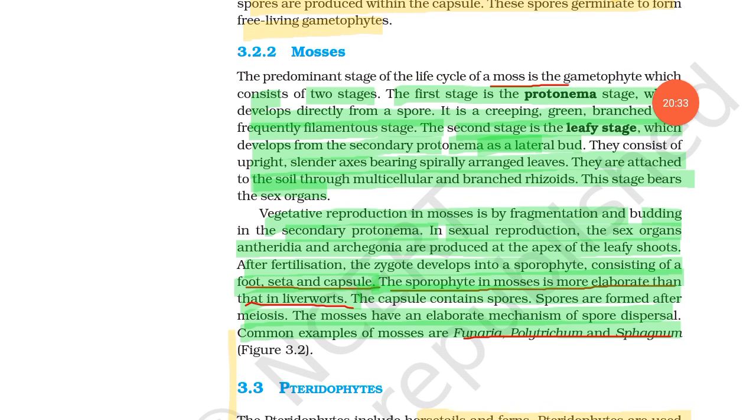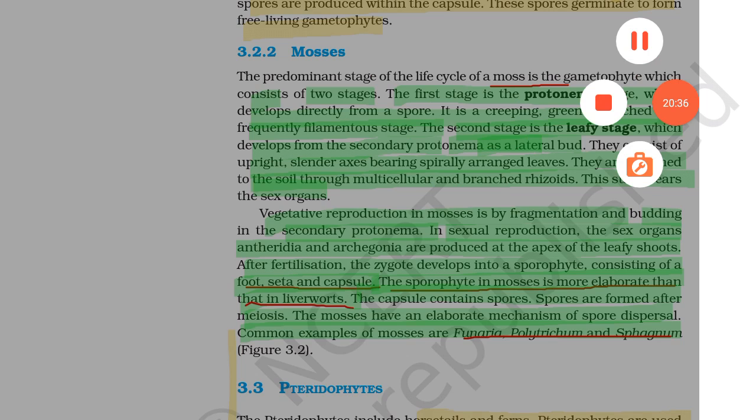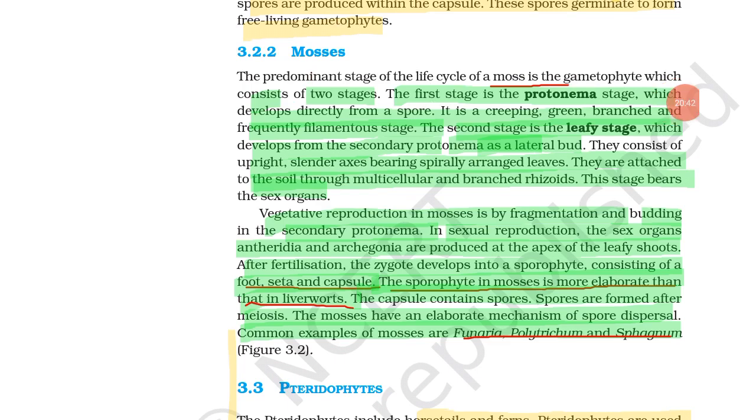It consists of an upright, slender axis bearing spirally arranged leaves. They are attached to the soil through multicellular and branched rhizoids. This stage bears sex organs. We have seen earlier in the diagram, figure 3.2, about rhizoids. So in this stage there are multicellular and branched rhizoids, and this stage bears sex organs.